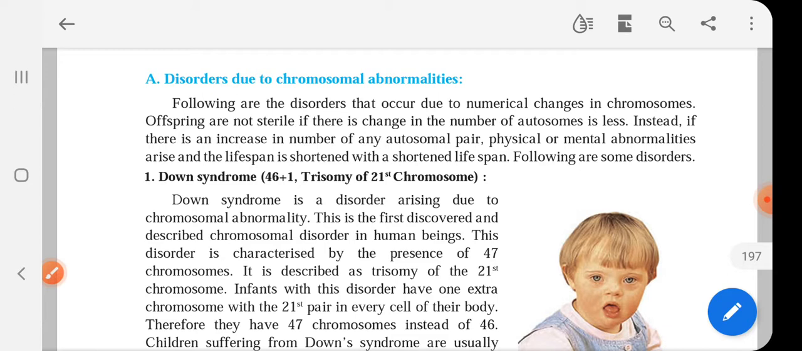And today we are going to discuss the remaining topics of this chapter. So in the last lecture we had a discussion on Mendel's dihybrid cross, and today we are going to discuss the disorders due to chromosomal abnormalities. So let us start.